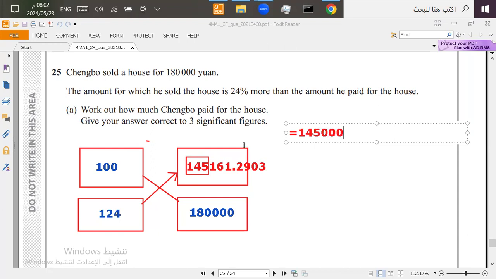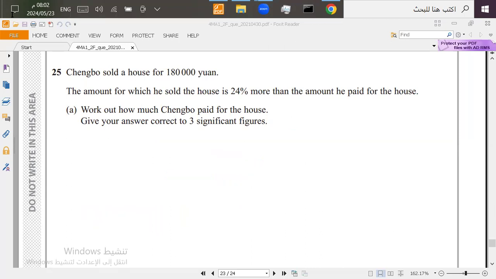So 145,000. And this is how you answer a question like this. Now, let's move on to the next question. When you answer a question like this, focus on how to use the X method and focus on the places of each one of them. Now, let's move on. That's question A.